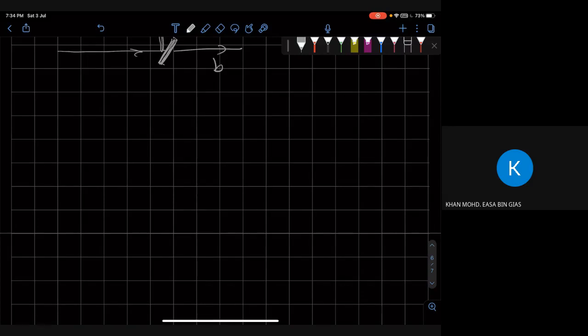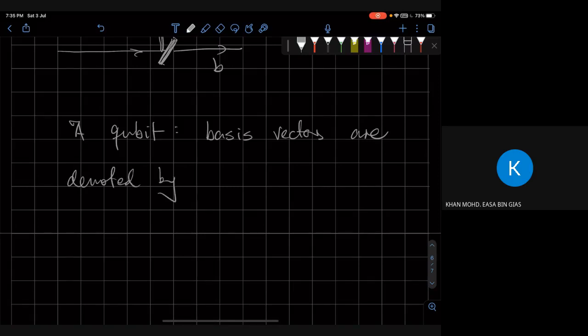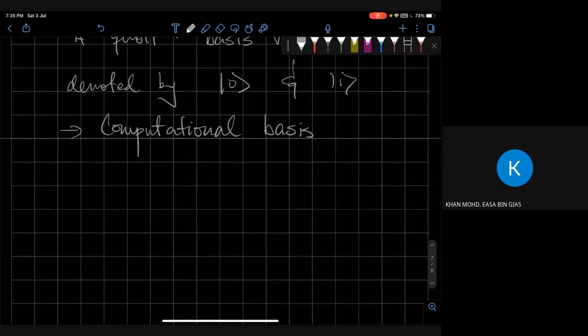So suppose we have a qubit, then its basis vectors are usually denoted by ket 0 and ket 1. And this is known as the computational basis. Okay, so for example, if you're looking at spin, and the degree of freedom that we're looking at is the Z component of the spin, then of course the spin up state is what we're going to call, say, 0, or the other way around, doesn't matter.